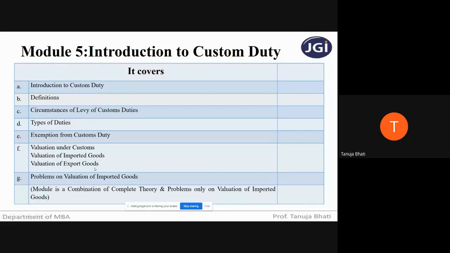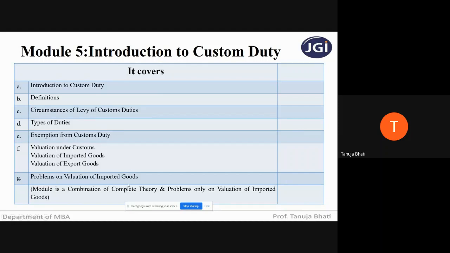How we had seen valuation of taxable value under GST, similarly, we have to see valuation of the imported goods and exported goods, and we are going to study how to value those goods on which we have to charge the customs duty. Next, we have to see problems on valuation of imported goods.